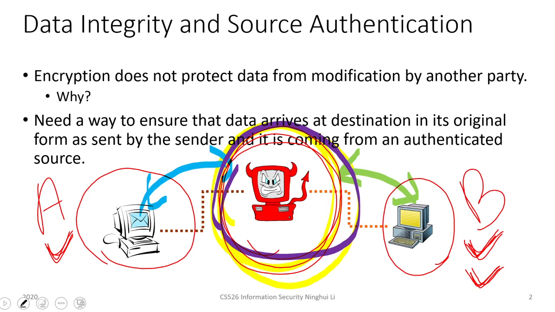So if A sends a message, whether it passes through other parties or not, at the point of B, we are able to check that yes, this is the same as what A sent, nothing has been changed, and it is actually being received from A and not from some middle party in between. These are the two main tasks that we will try to achieve when we are using a cryptographic hash function: data integrity and source authentication.